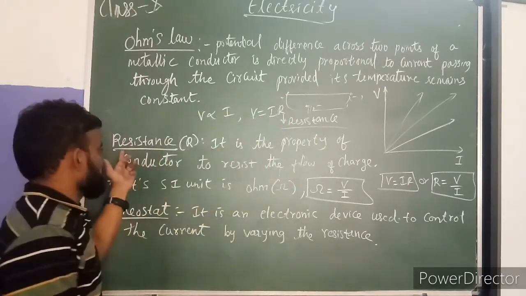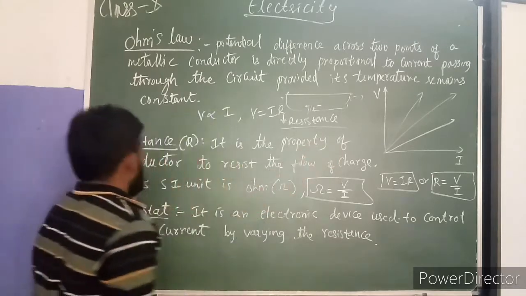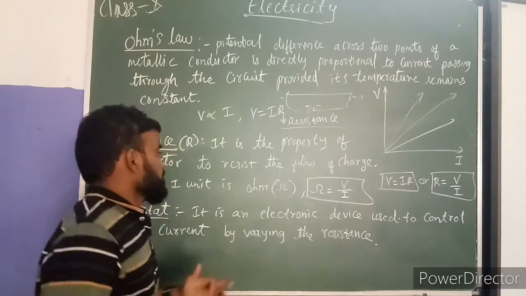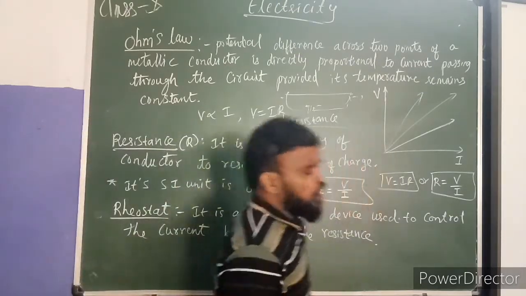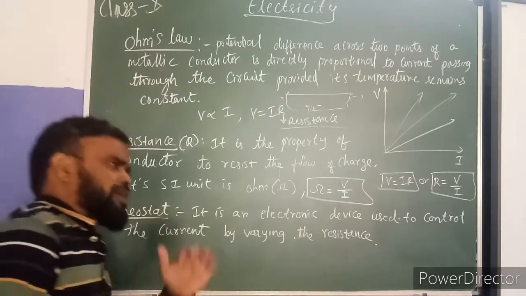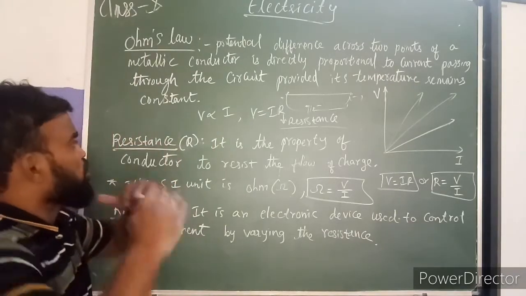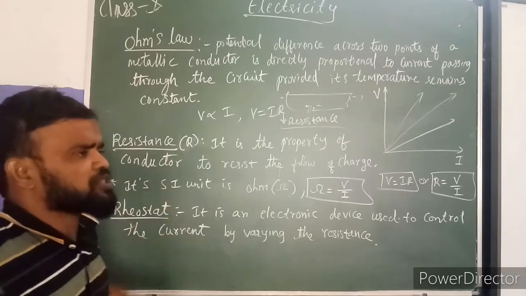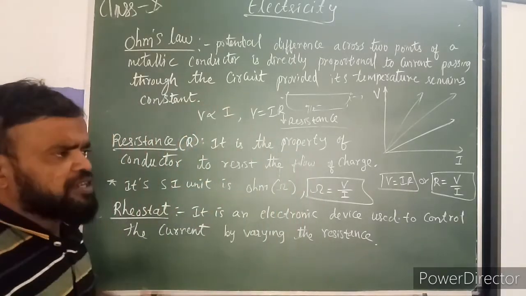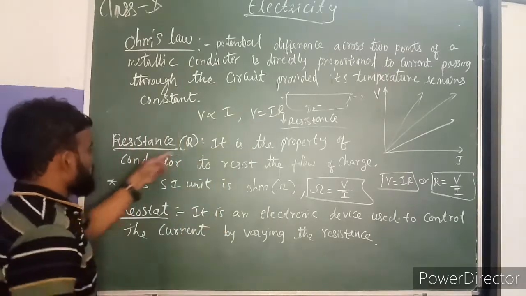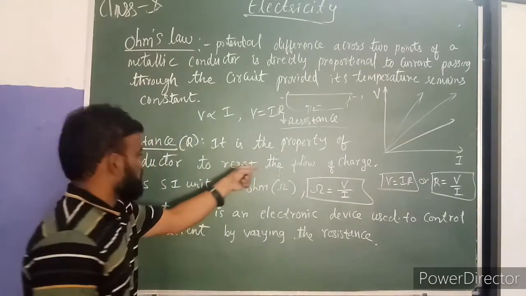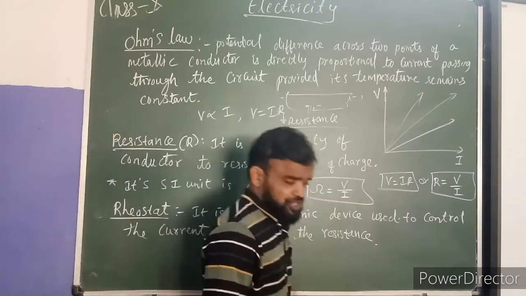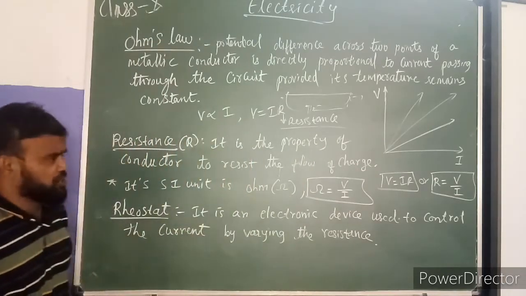What do you mean by resistance? Resistance is the property of a conductor to resist the flow of charges. Resist means to maintain or control. The flow of charge may be high or low, but the conductor has the property to resist it. Resist means it has to balance the flow of charges.